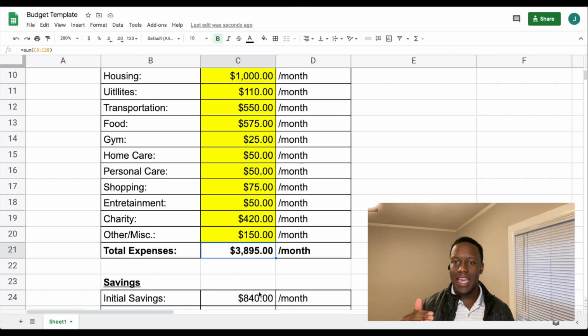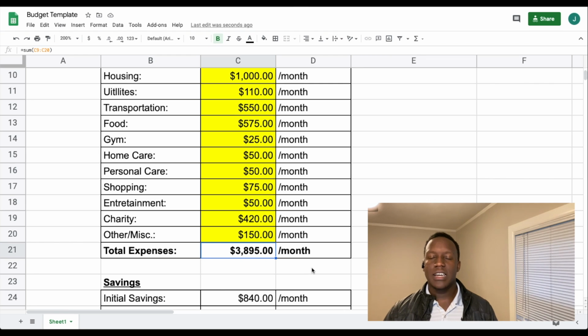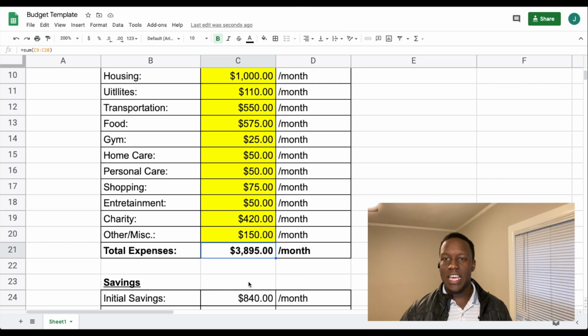Now, like I said, this is a zero-sum budget. So at the bottom of the budget, it should be $0. Every dollar should be accounted for. So any extra money I have in my budget, I like to put into savings as well. I have my 20%, which is my bare minimum, and then anything extra, I like to put into savings as well.